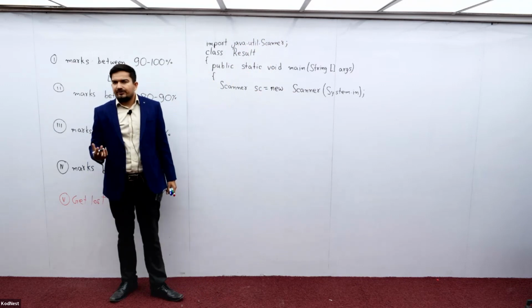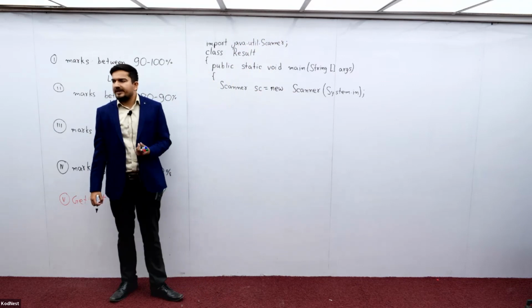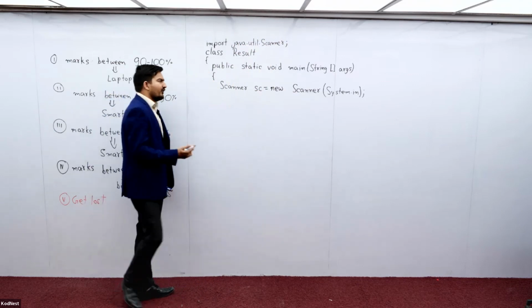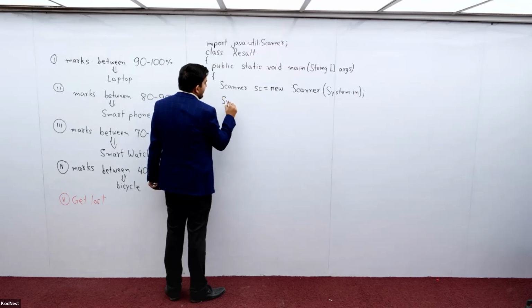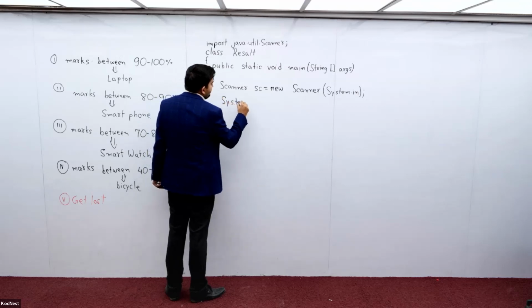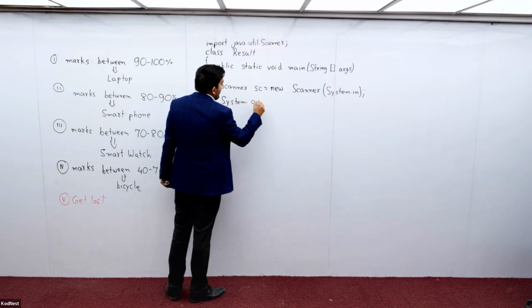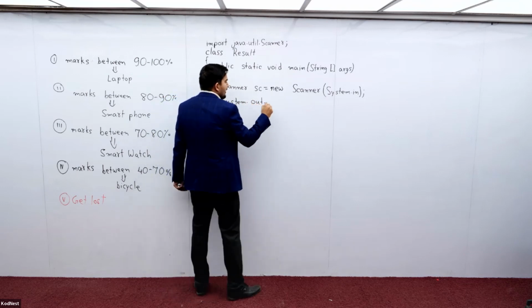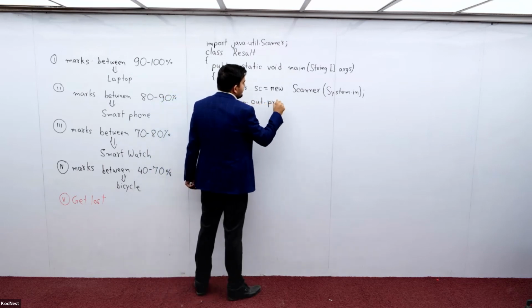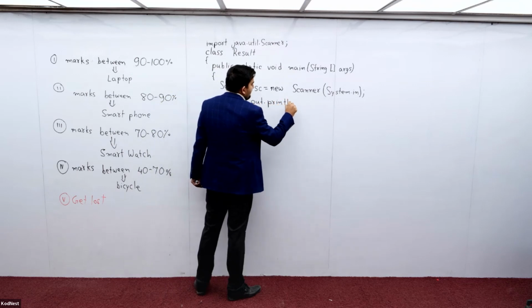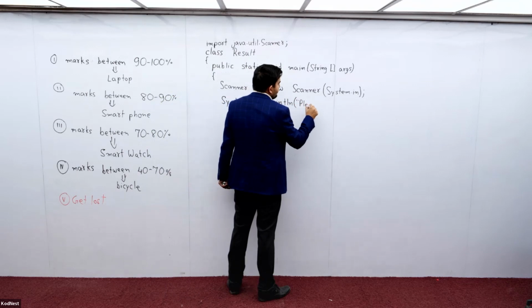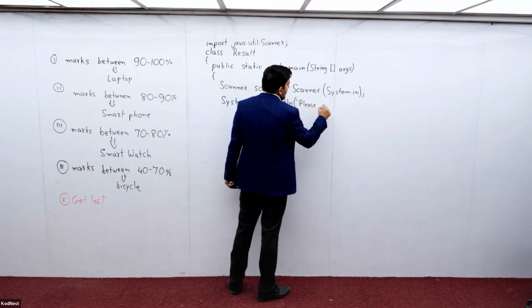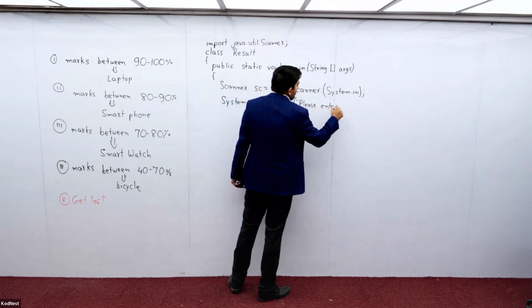What do we need? We need the marks from the user. So we will ask the user to please enter the marks. For doing that, a message has to be printed. And for printing anything in Java, we have system.out.println. I am going to request the user by saying, please enter mark.